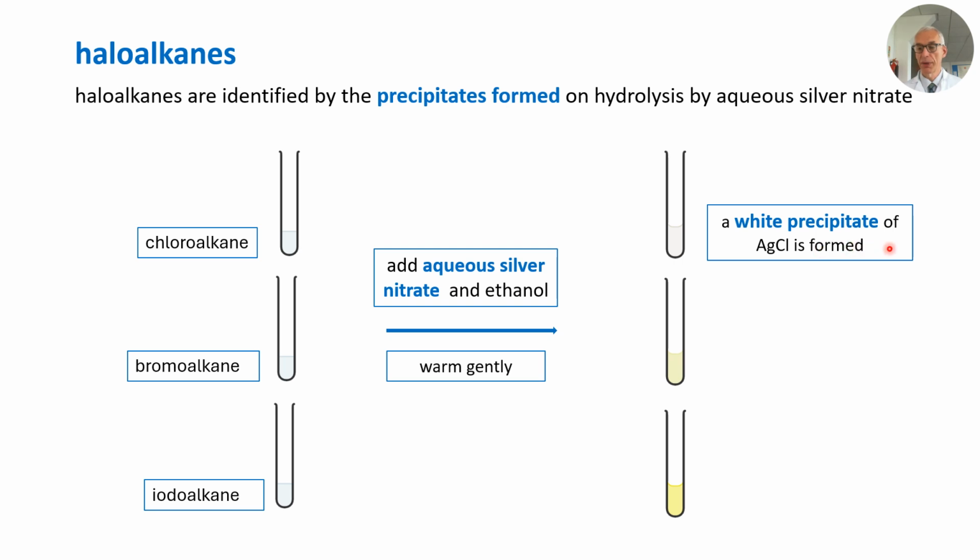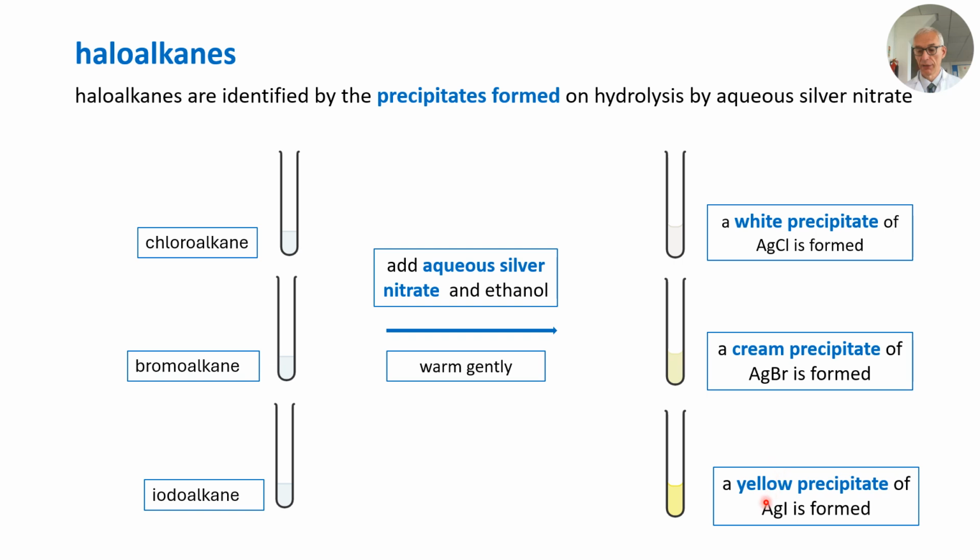A white precipitate of silver chloride shows that the haloalkane was a chloroalkane. A cream precipitate shows that the haloalkane was a bromoalkane, and an iodoalkane forms a yellow precipitate. In each case, it's the silver halide. So silver chloride is white, silver bromide, cream, silver iodide is yellow.